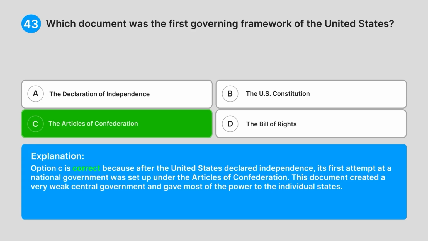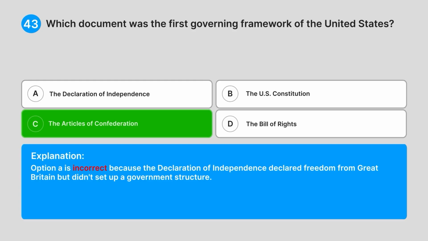Explanation. Option C is correct because after the United States declared independence, its first attempt at a national government was set up under the Articles of Confederation. This document created a very weak central government and gave most of the power to the individual states.